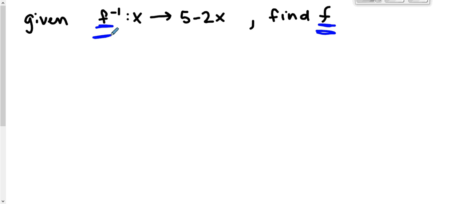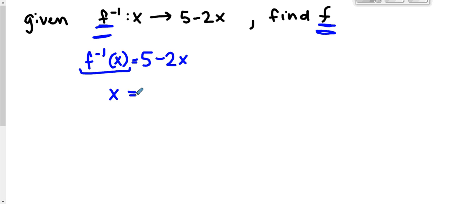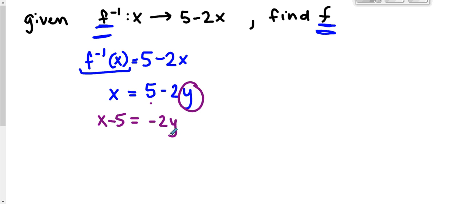Okay? So let's rewrite this. This is telling us that our inverse is 5 minus 2x. So remember, this is the y. So y's change to x and x's change to y. And remember, I want to solve for y. Okay, so first I want to subtract the 5. So I have x minus 5 equals negative 2y. Now the y and the negative 2 are multiplied, so I want to divide both sides.